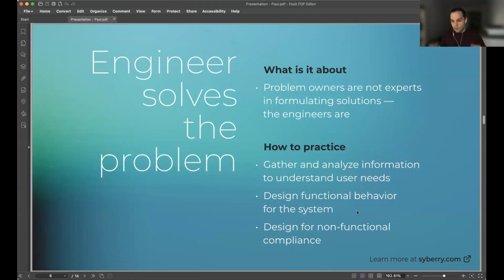Like take in the problem and design the solution and describe this solution using functional terms, and of course think about non-functional compliance for the system. That's usually what we know about as engineers: performance, usability, security of the system, things like that.